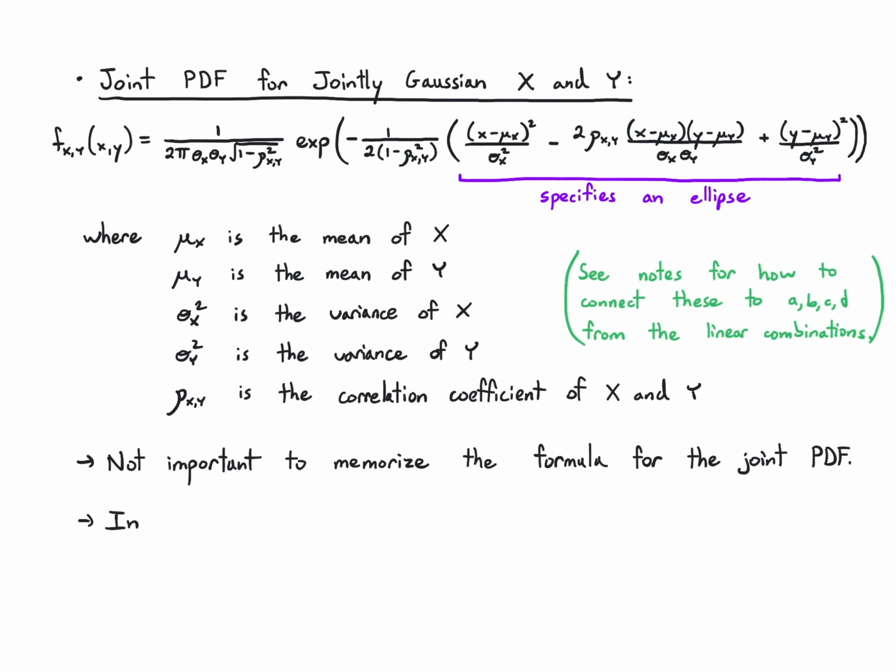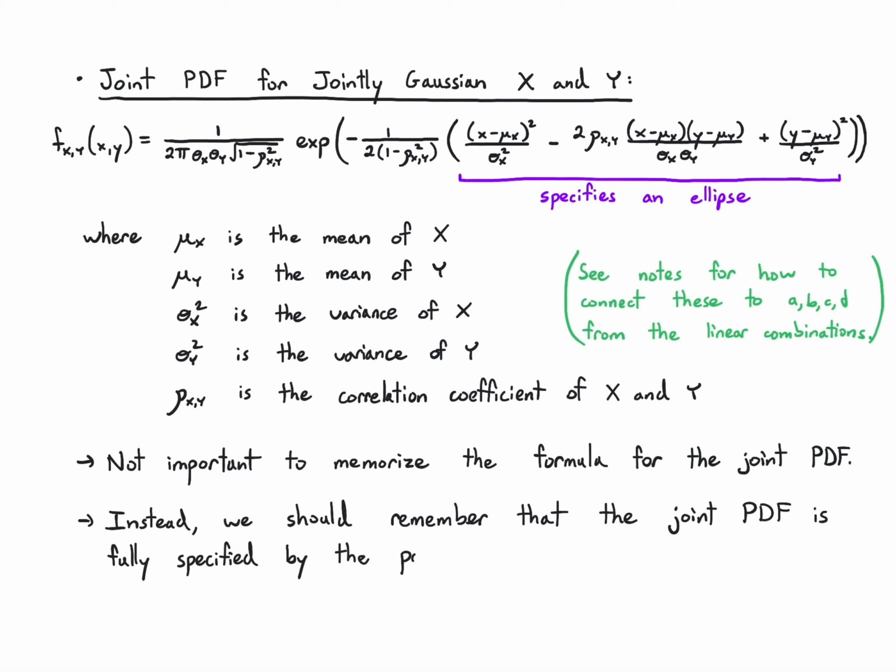So the one thing we should remember is that the joint PDF is fully specified by the parameters mu x, mu y, sigma x squared, sigma y squared, and rho xy. Okay, so if I have those 5 numbers, I've fully described the joint Gaussian distribution. And the nice thing about that, as we're going to see, is that as I'm going along and manipulating jointly Gaussian x and y, all I need to do is figure out how the means, variances, and correlation coefficient get updated.